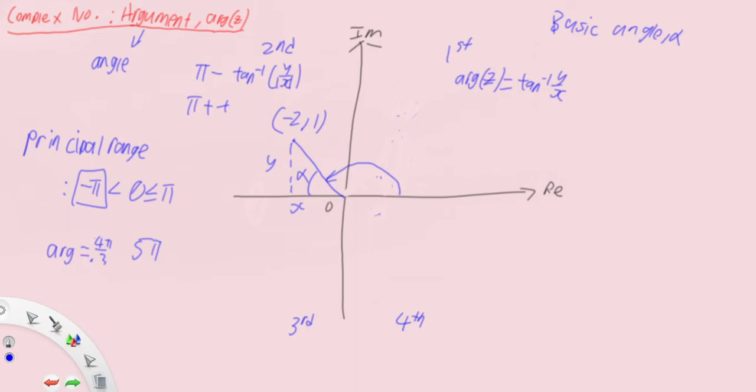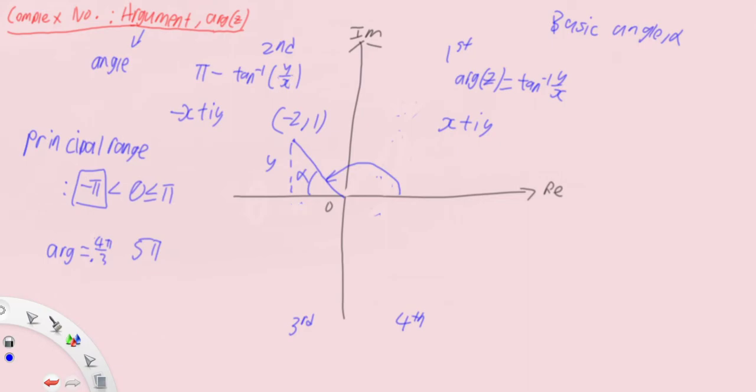But what I like to think is that in this second region, your complex numbers are of the form minus x plus iy. The first quadrant is x plus iy. So we can write it this way as well. But the main thing is that x is a length, y is a length. The basic angle is tangent inverse y over x, and then play accordingly.